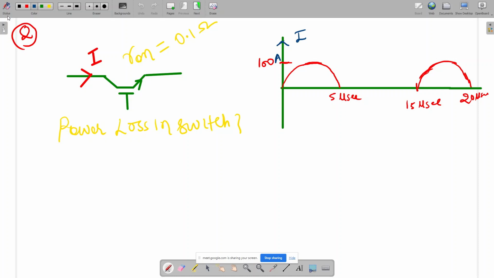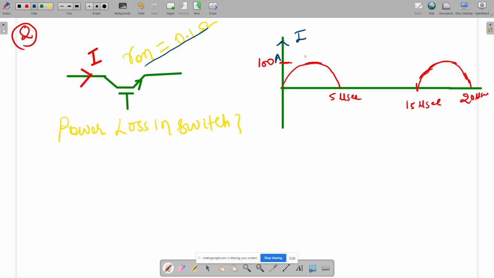So see, here is a current waveform I have taken. In this question, let's say this current is flowing through this switch, which is any power electronic switch. We have to calculate the losses in the switch, and the on-state resistance of the switch is given here. This is the current waveform flowing through the switch. One cycle is 15 microseconds, and this is a sinusoidal waveform, so it will be some function of sine omega t.